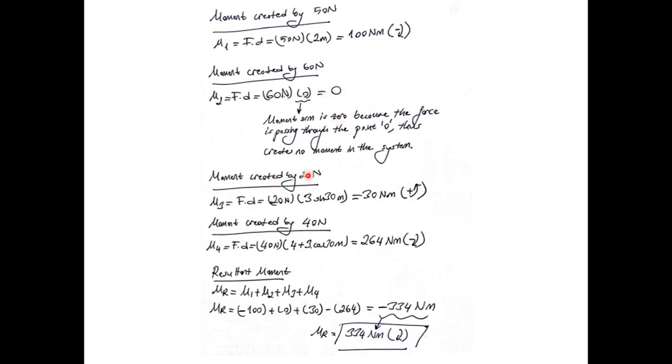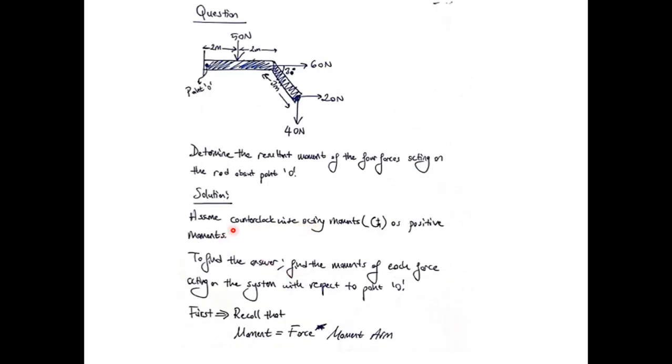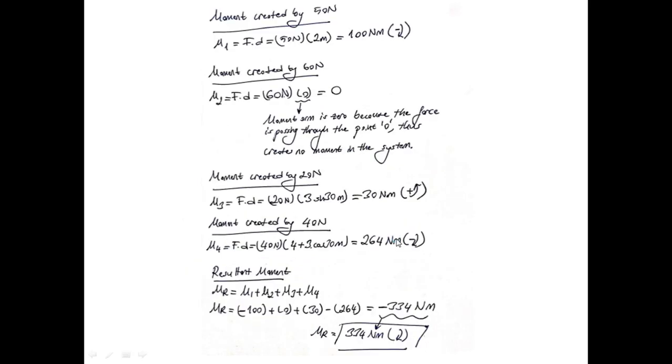The third one was 30 Newton meters, and it is plus 30 because it is acting in the counterclockwise direction. And the last one is minus 264. It is minus because it is acting in the clockwise direction, and we have assumed that the counterclockwise is the positive convention. So again, it is negative.